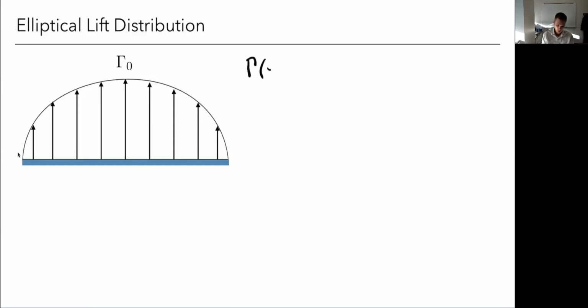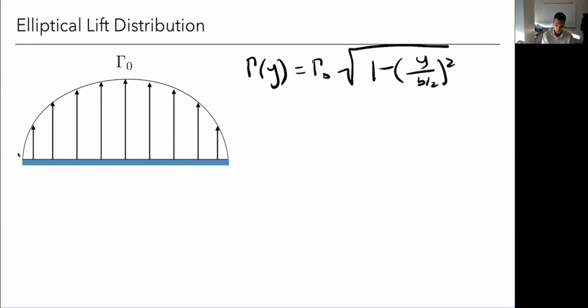So we're going to assume that my circulation is elliptical, and what that means is that this is literally just the equation of an ellipse. So it'll look like this: gamma equals gamma 0 times the square root of 1 minus (2y over b) squared. In other words, if I was plotting the lift distribution along the wing, this is the shape of an ellipse, and that's shown here. This is the equation of the ellipse.